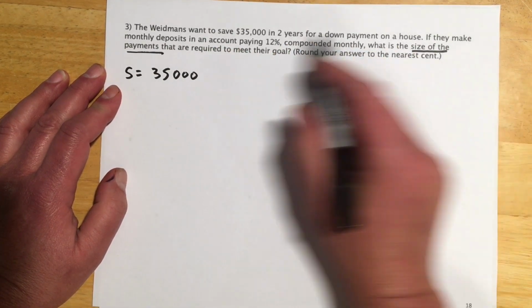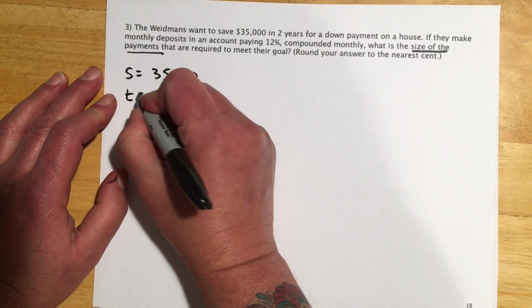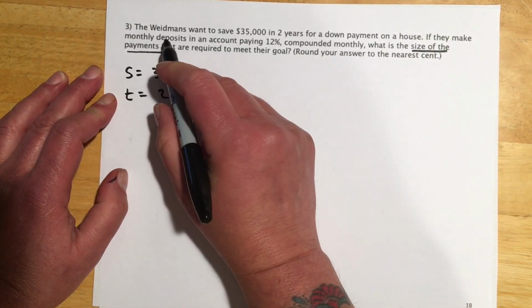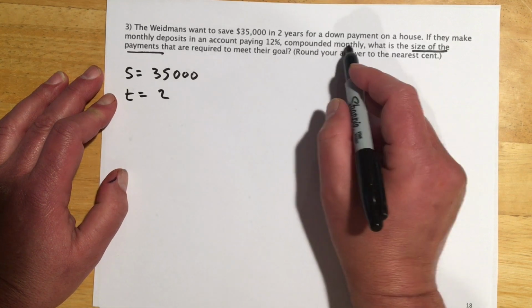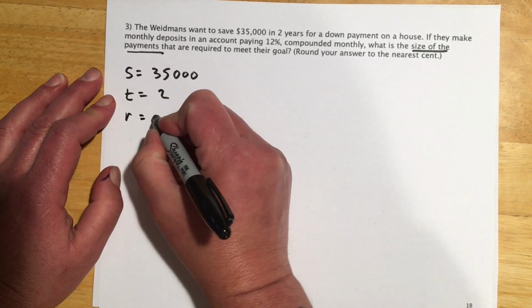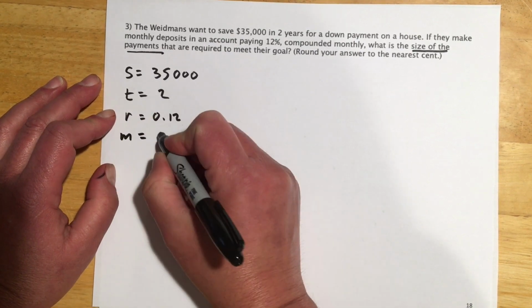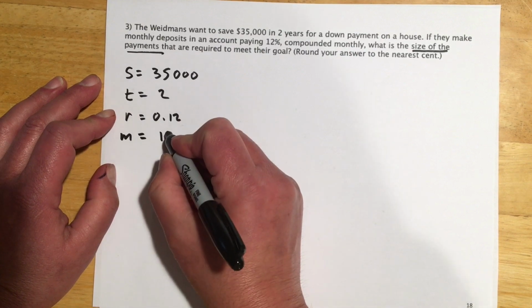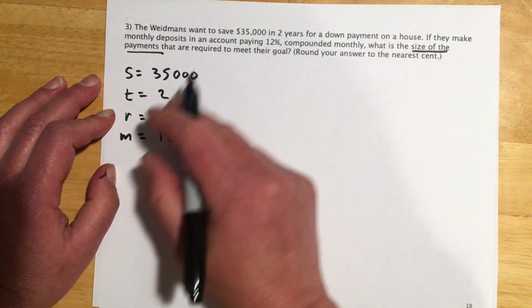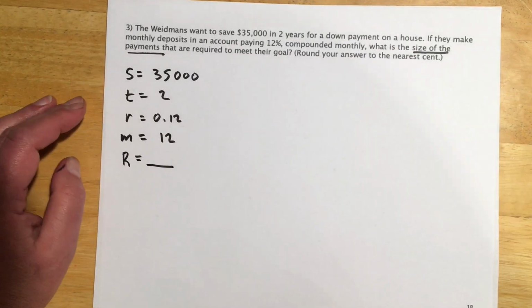And then T, I guess we know that is time, is 2. If they make monthly deposits, paying 12% compounded monthly, so our rate is 12%, and then our M, our number of compounding periods per year, is 12, because it's monthly. What is the size of the payments? So this time we are looking for R.